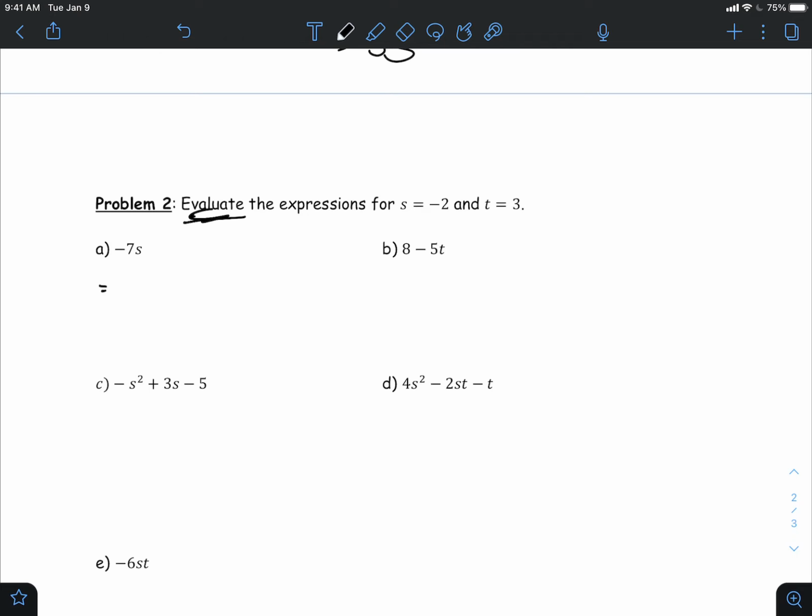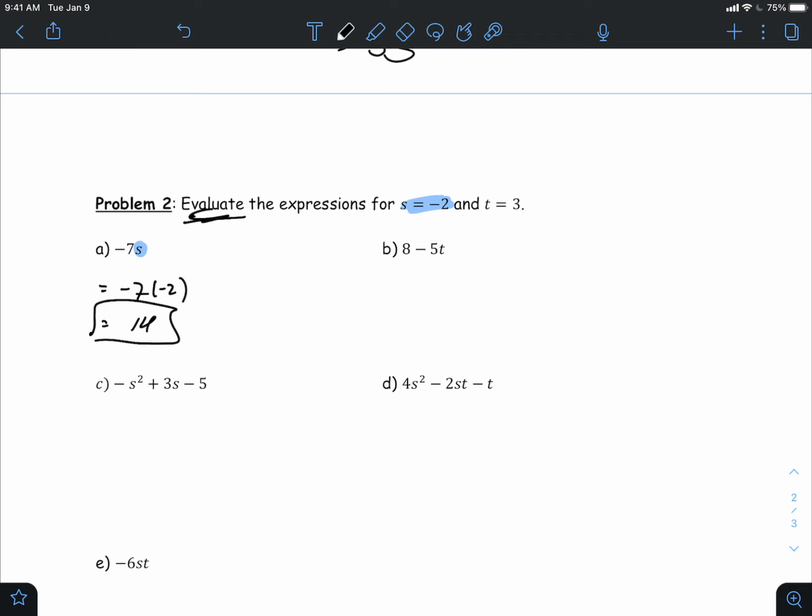Okay, so this one here, not too bad because there's just one thing going on. You take -7. What did we say S was equal to? -2. So then you just do the math on it. -7 times -2. There you go.